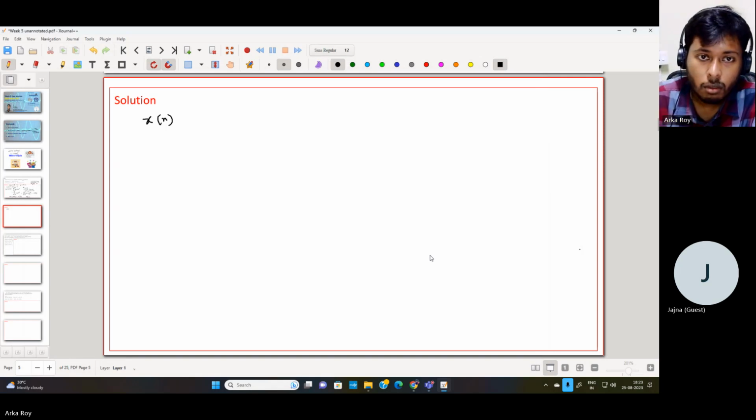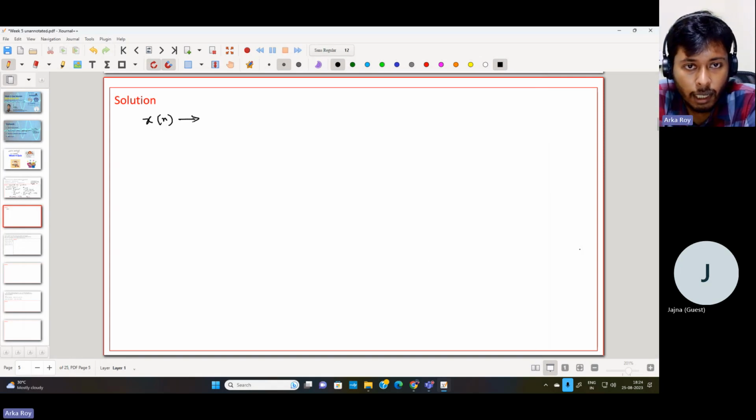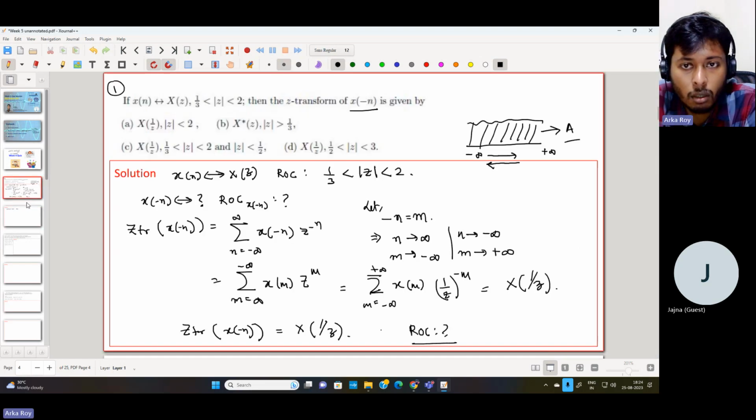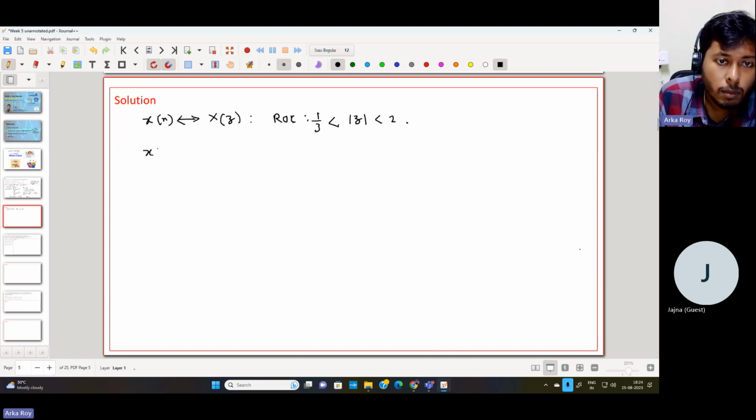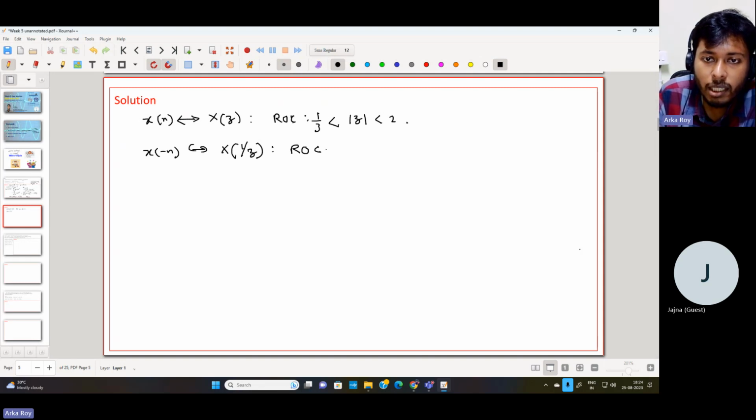Okay. So when x n was given and the z transform was x of z, at that time the ROC was 1 upon 3 less than mod z less than 3. Now in case of x of minus n, we can see that the z transform is now x of 1 by z. So I can modify the ROC just by changing the argument of z. So now it is 1 upon z less than 2 less than 1 upon 3.